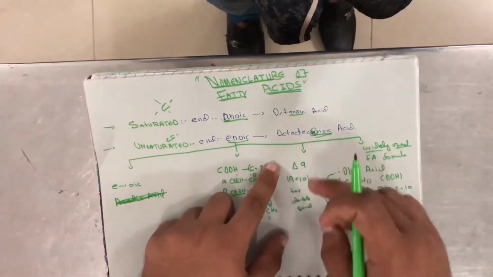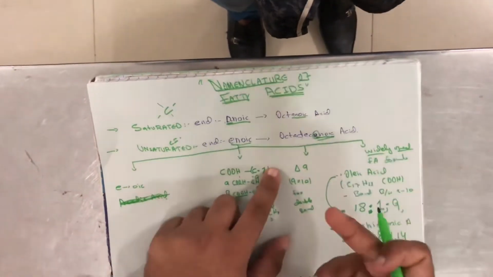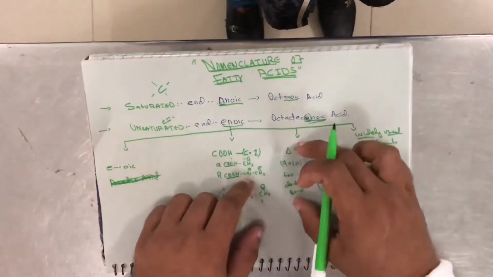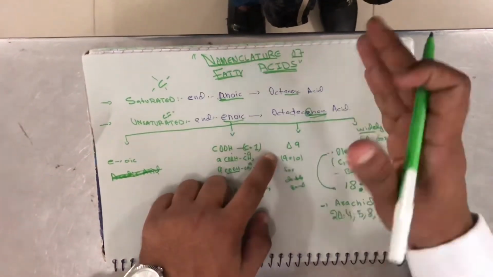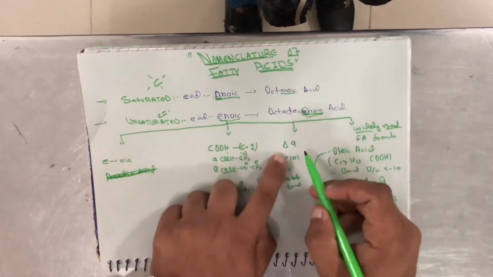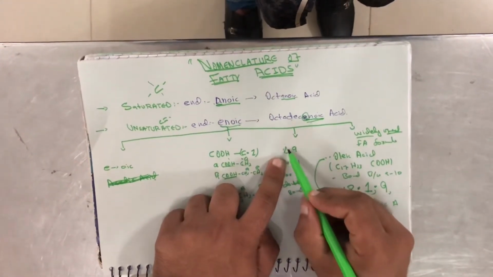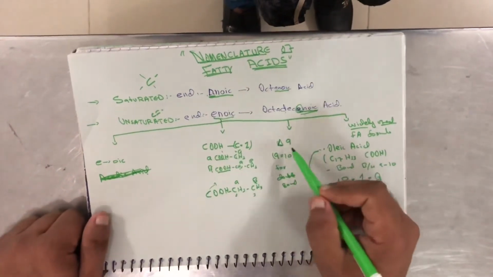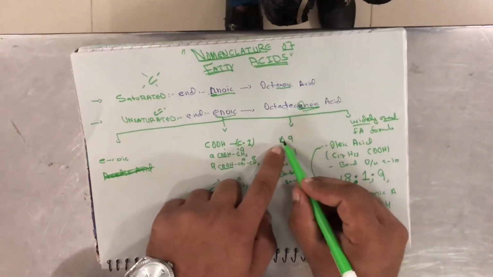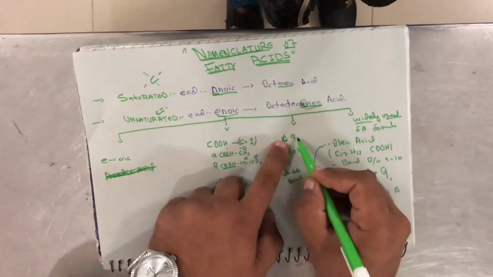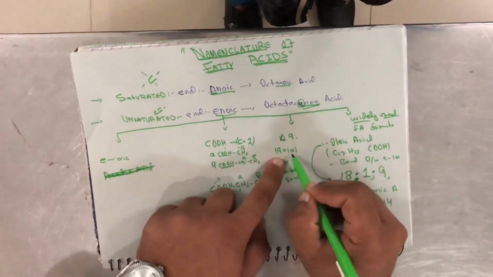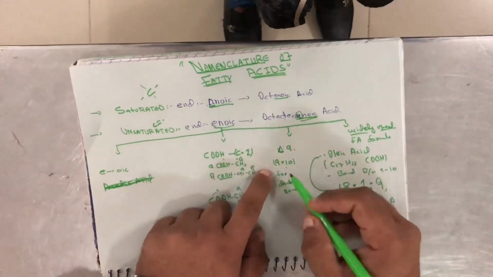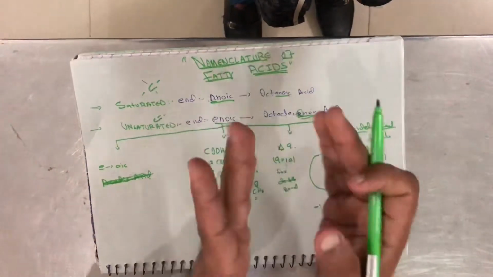The third nomenclature way is one in which we only talk about the positioning of the double bond and the number of double bonds. We use the term delta to denote that there is a double bond. For example, I write delta 9, which means there's a double bond between 9 and 10. It's only used for double bonds. This is very simple, not a big deal.